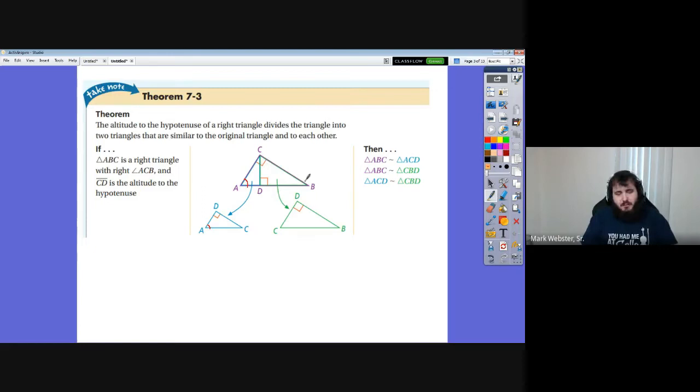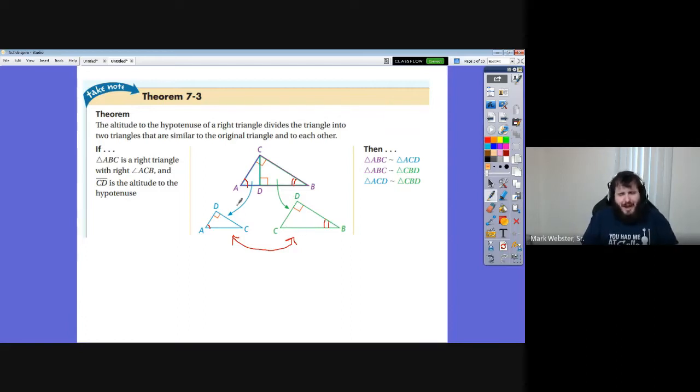The medium triangle shares angle B, and they both have a right angle. So by angle, the big triangle is similar to the small triangle, and the big triangle is similar to the medium-sized triangle. Which means, well, if this one's similar to this one and this one's similar to this one, we get this for free by the transitive property, right? If A is similar to B and B is similar to C, then A is similar to C, right? Going back to chapter 2, something like that.